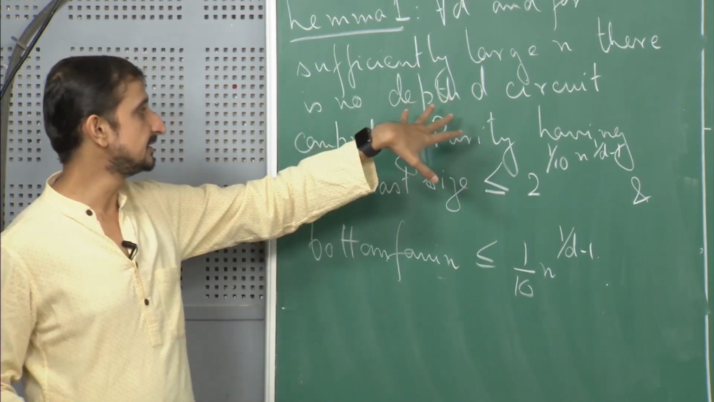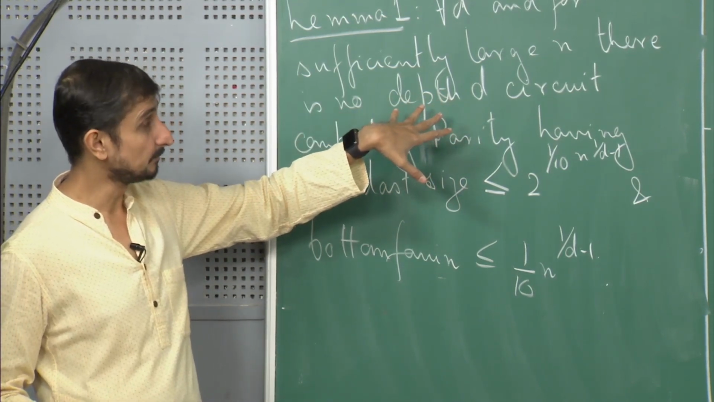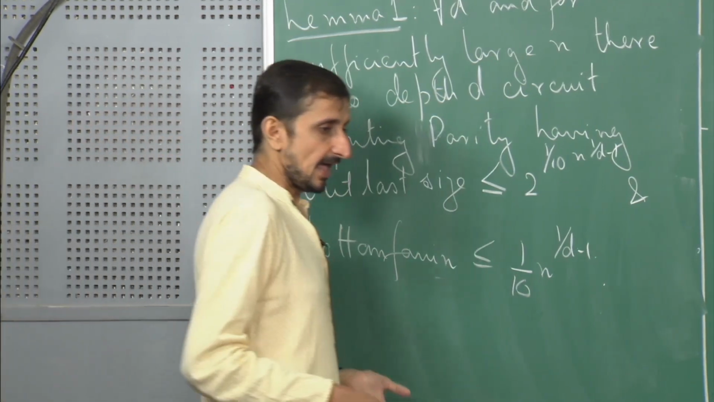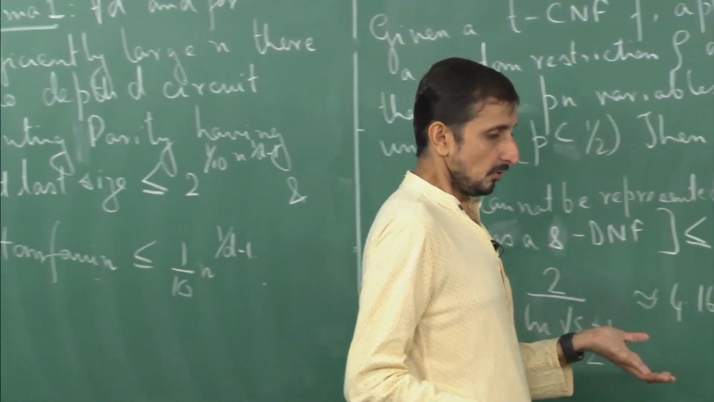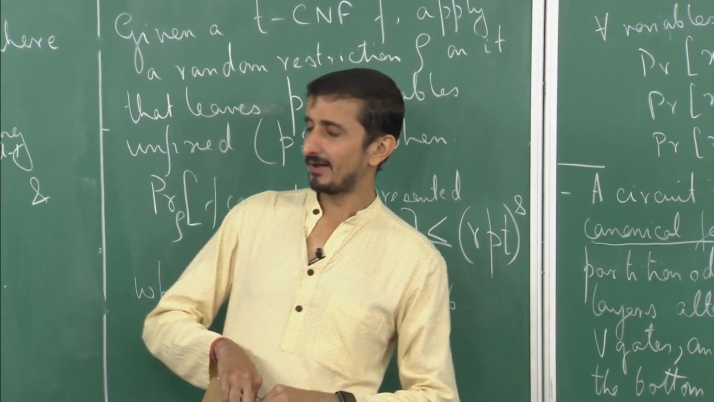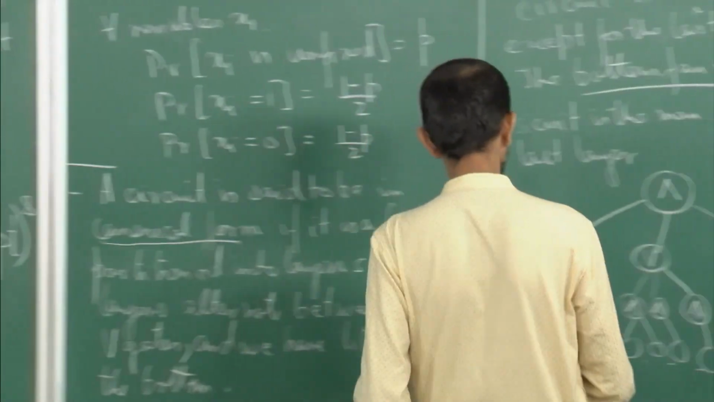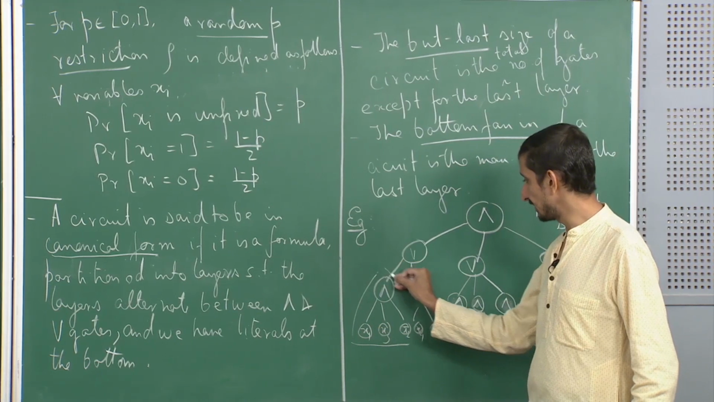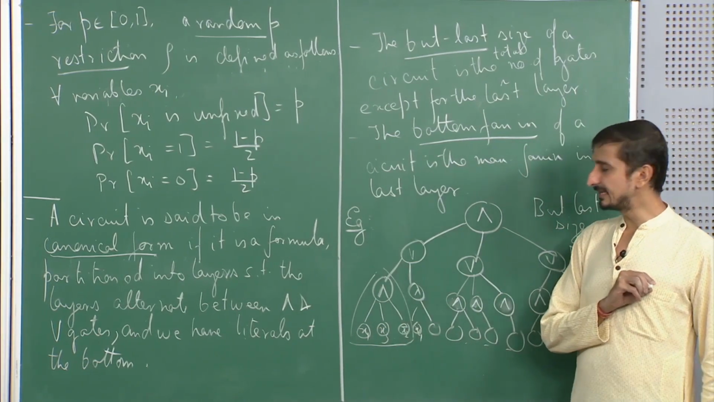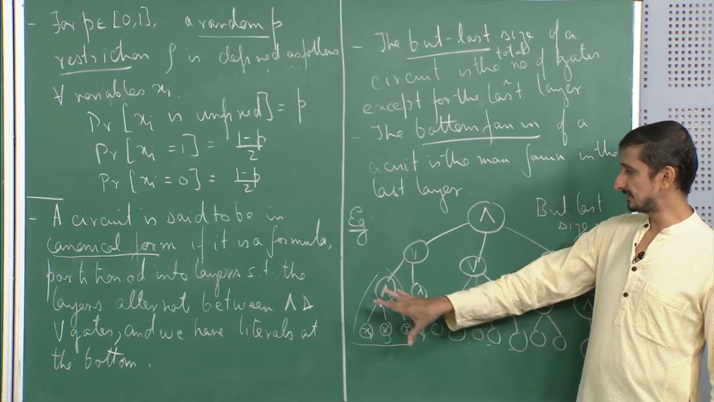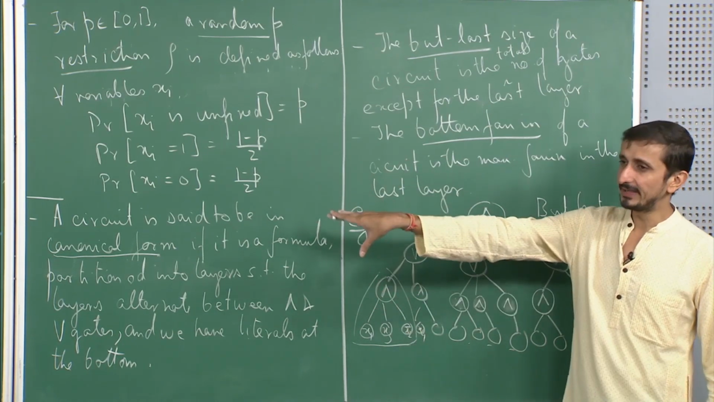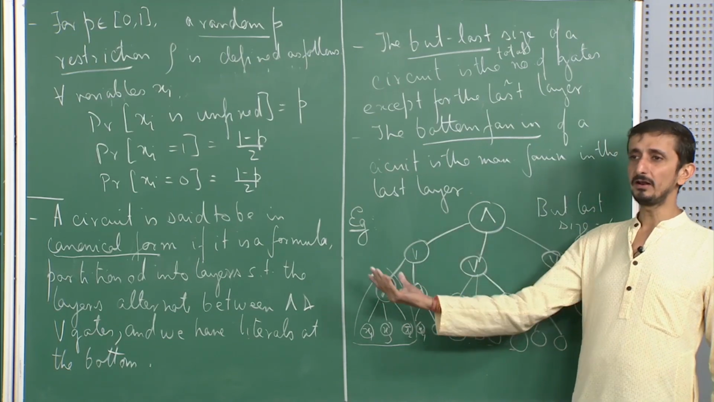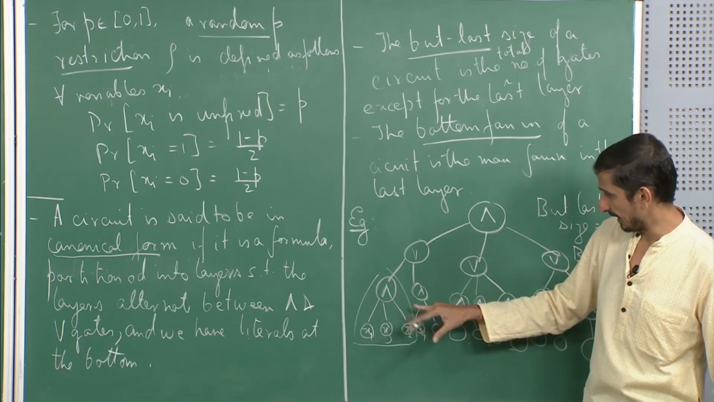We will assume there is a depth d circuit having size smaller than this, and then we will show that if I take the function that is computed by this bottom layer, let us say the function computed by this subtree, this is some function. Now, I will take a random restriction and I will show that I can actually flip this AND gate into an OR gate. No, actually not this.